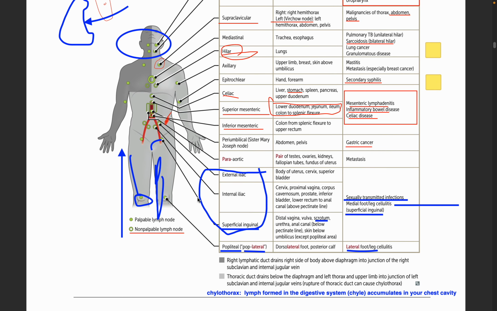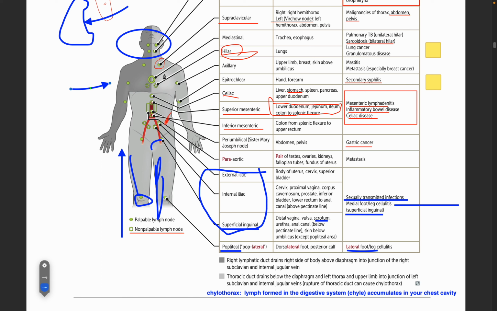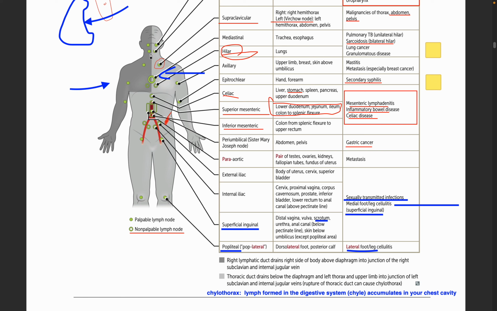See, come here, can you see my screen? This region is the right side of the body, and this is the left side of the body. Can you see the First Aid writer, who drew this image, has made this area dark? Why has he made this area dark? Because he wants to tell you that all these lymph nodes on the right side, the dark area, drain into a lymphatic duct which is named the right lymphatic duct. Can you see my cursor right now?